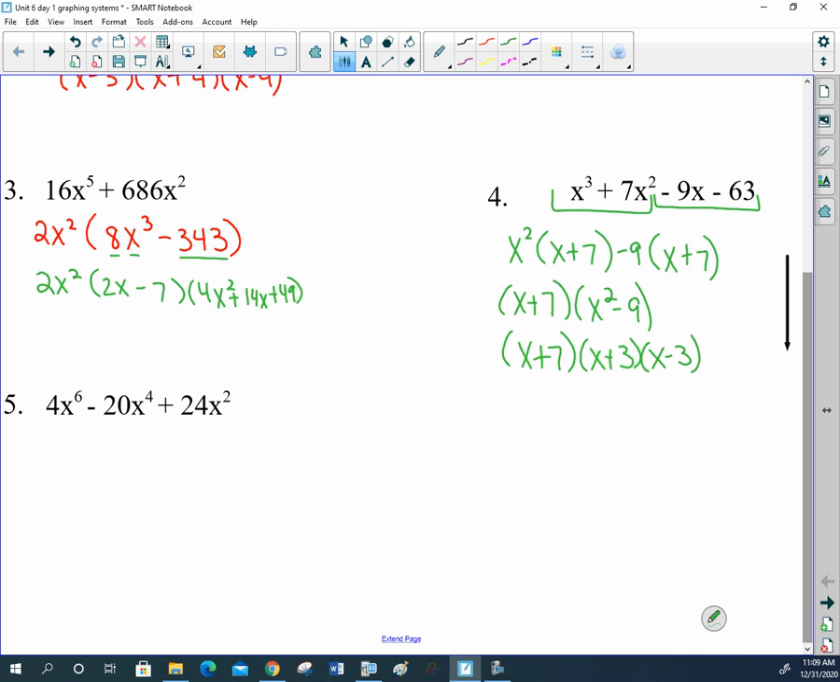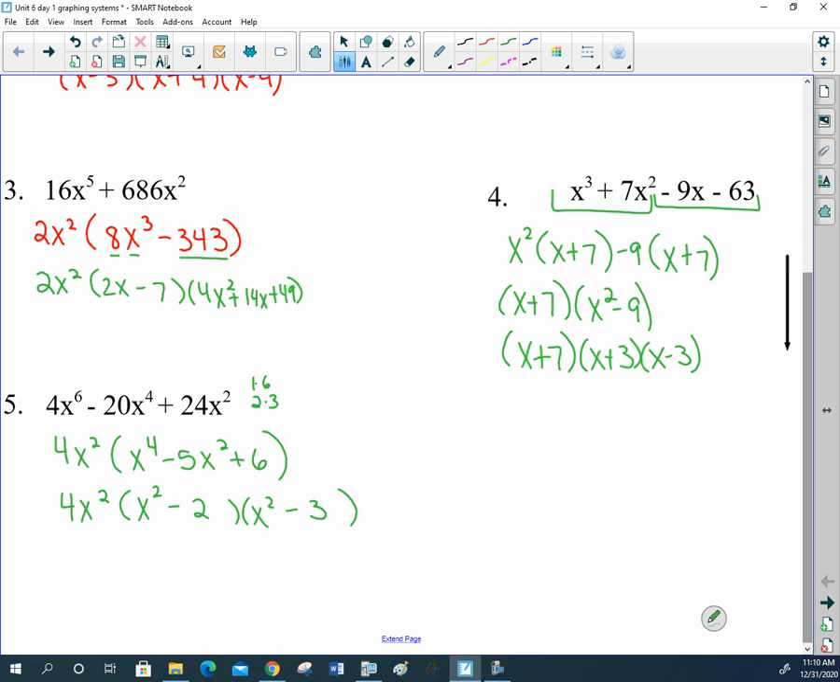Okay, and last one. 3 terms here. It looks like they're all divisible by 4, and they all have an x squared common. So I'm going to take out a 4x squared. And that's going to leave me with x to the 4th minus 5x squared plus 6. Okay, so now we need to factor that. It's an x to the 4th, so that's going to factor to an x squared and an x squared. And factor pairs of 6 are 1 and 6 or 2 and 3. Now you could get a 5 out of both of those, but since the end number is a plus, that means I want them to add to be 5. So I'm going to do the 2 and the 3. So I'm going to go minus 2 and minus 3.